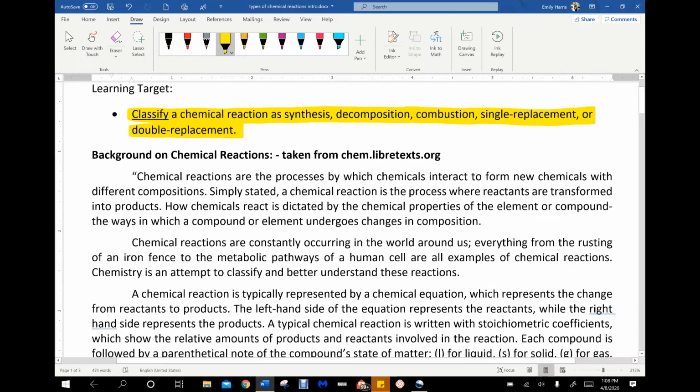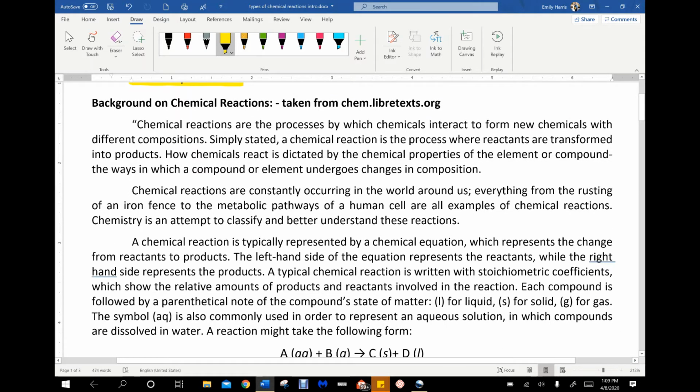If you've already watched Lesson 8.1, then you're probably pretty familiar with this little background text on chemical reactions. So in short, it's just reminding you that in a reaction, you're taking substances as the reactants and converting them into brand new substances as the product. So that means you end up with something different than what you started with.